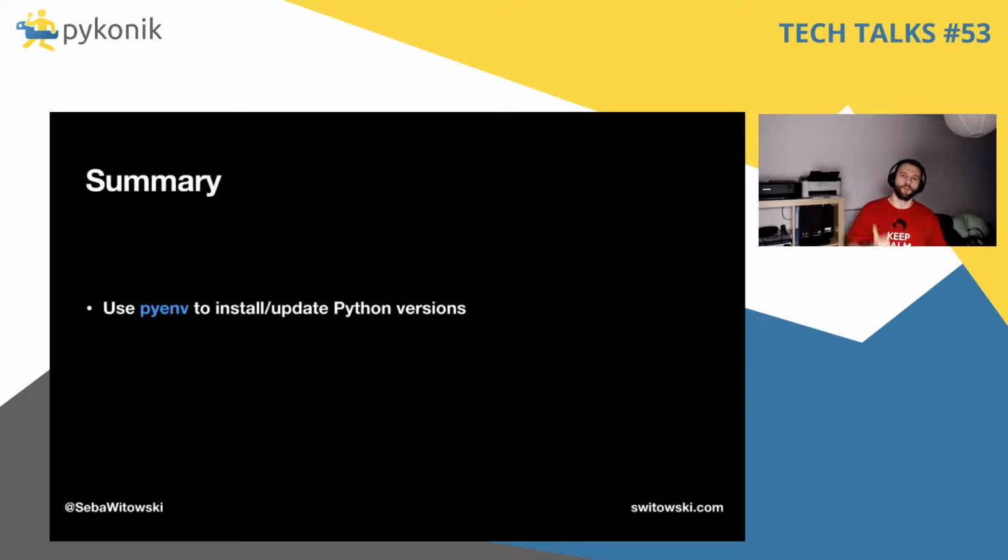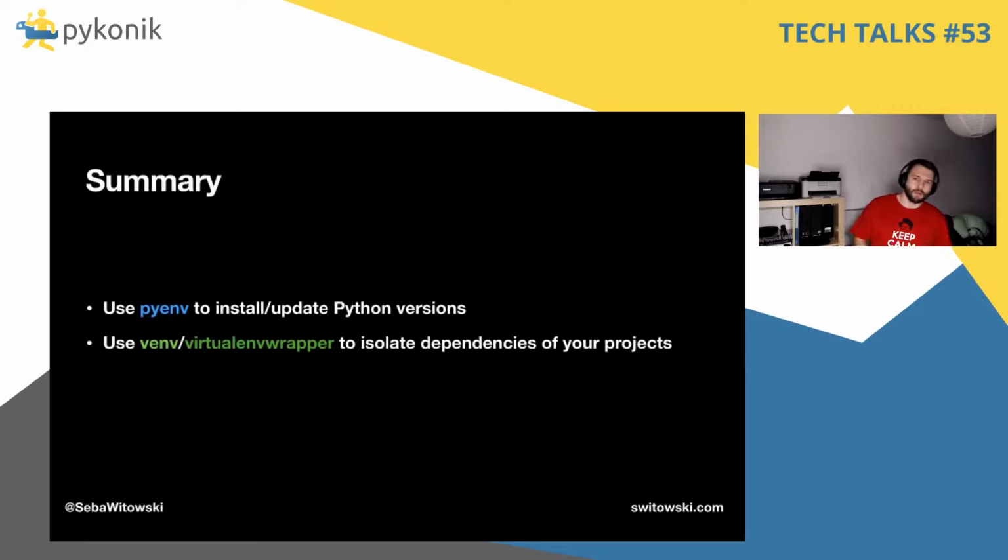First, use pyenv to install new Python versions. Once you set it up, it's really painless to install new Python versions and switch between them. Then use virtual environments when you work on different projects and you want to isolate dependencies between them. Always make sure to create a separate virtual environment for each of your projects. And remember that Python comes with the venv module built in, but if you prefer an external tool, the virtualenvwrapper is a very good choice.